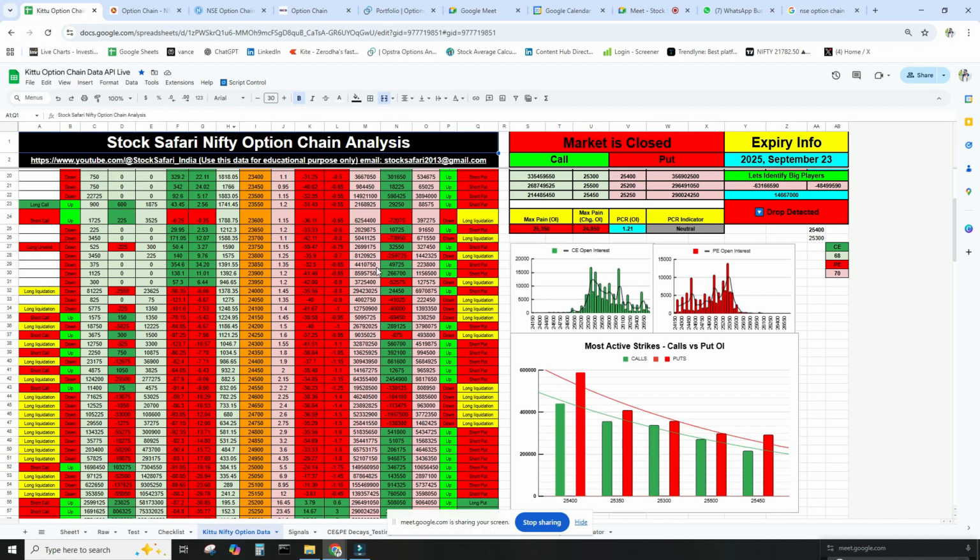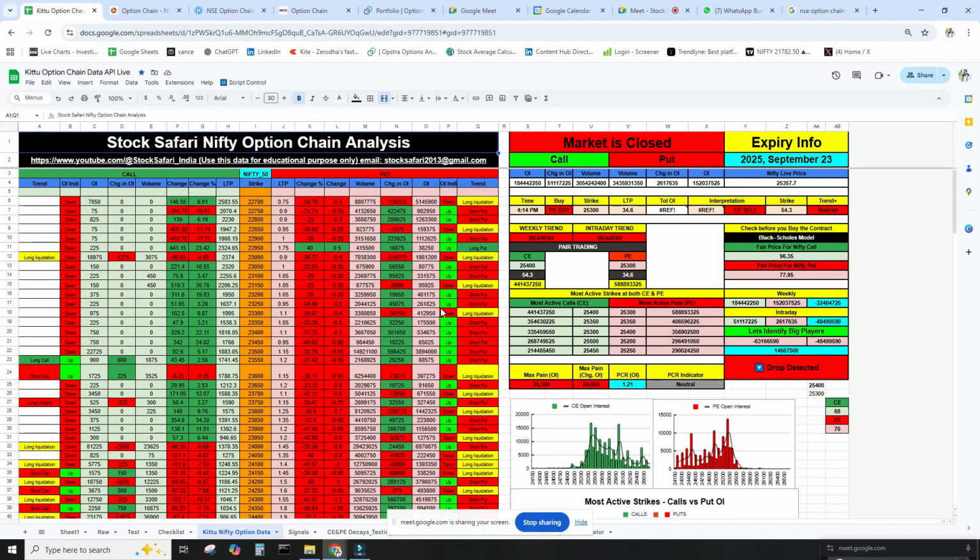Before getting into this quick webinar, I would like to quickly introduce our option chain analysis, which is the Stock Safari Nifty option chain analysis. This is an automated Google sheet where we get this data from Python scripting and an API approach. We always take the data from APIs from brokers, so all the time we get this data in a raw format.